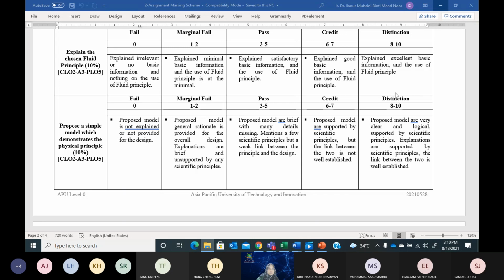Okay. So if you want to fall under distinction, the explanation must be supported by scientific principle and the link between the two is well established. Okay. So the link between the two is you link the model that you make with the formula.